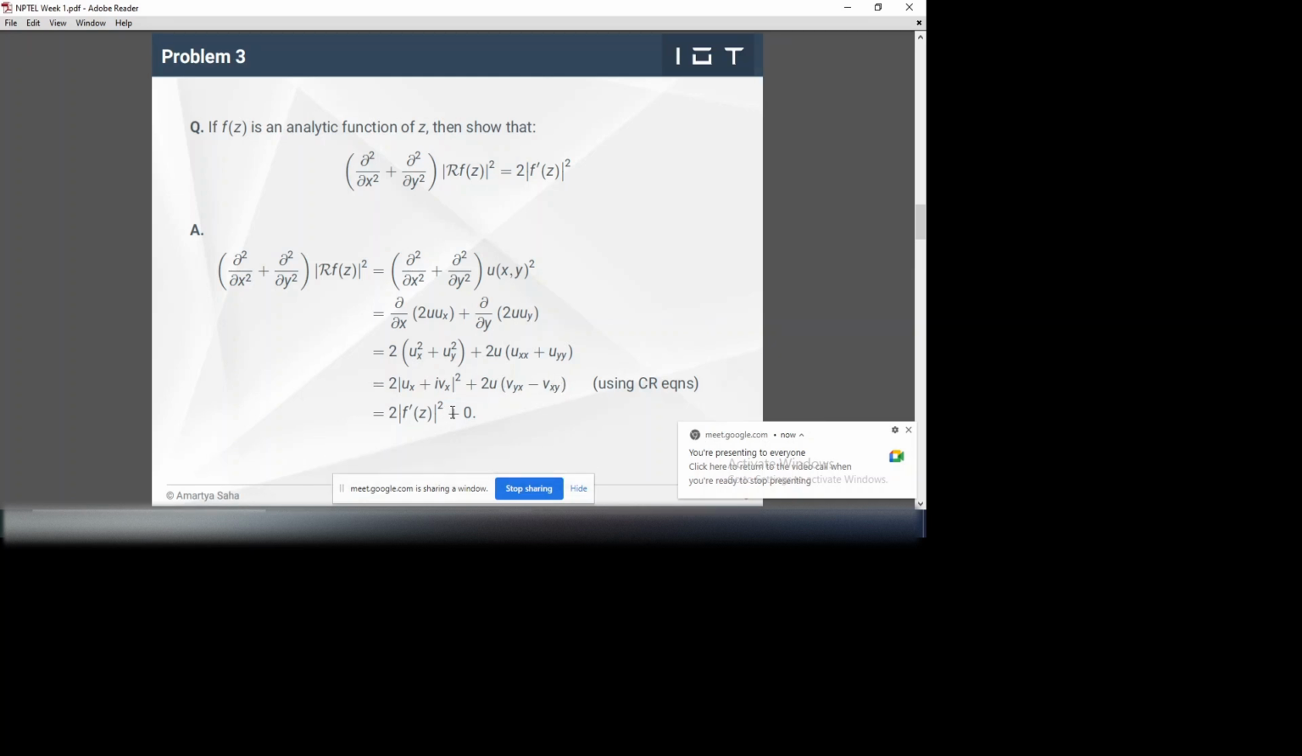So at the end of the day, we are left with |f'(z)|², because we know that f'(z) equals u_x plus i v_x. So yeah, this concludes this problem also.